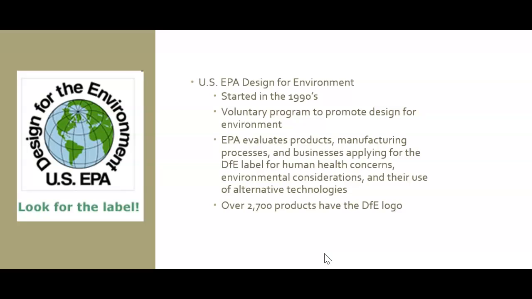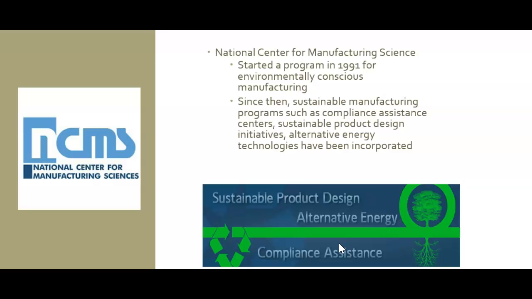So the U.S. EPA has recognized the importance of this, and so it started a design for the environment, an award and a promotion. So it's a voluntary program that it's established, and it evaluates these products and the manufacturing processes, businesses that would be applying for this DFE label. And there's over 2,700, closer to 3,000, might be more than that now, that have this DFE logo. So also on the industrial side, not just with government through the EPA, but there's this National Center for Manufacturing Science. And so they started a program about environmentally conscious manufacturing. And since then, the manufacturing programs such as compliance assistance centers, sustainable product design initiatives, alternative energy technologies, all these things have been incorporated. So industry is also working with itself to improve these systems.